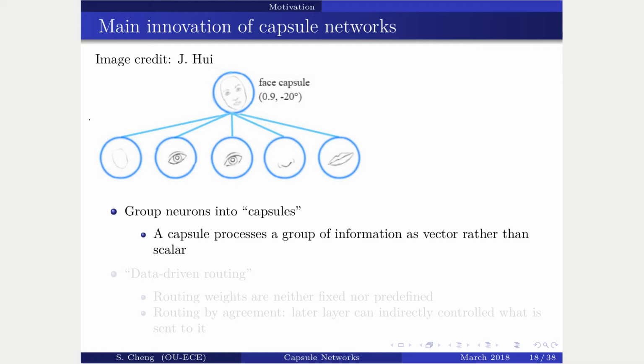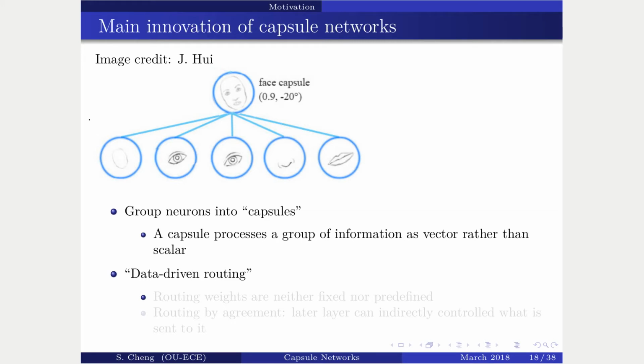Okay, I'd like to talk about capsule networks today. I'd like to start by discussing some of the innovations that I believe are unique in capsule networks. The first one is that it groups neurons together to form capsules. Consequently, we group information together and process it as a vector rather than a scalar.